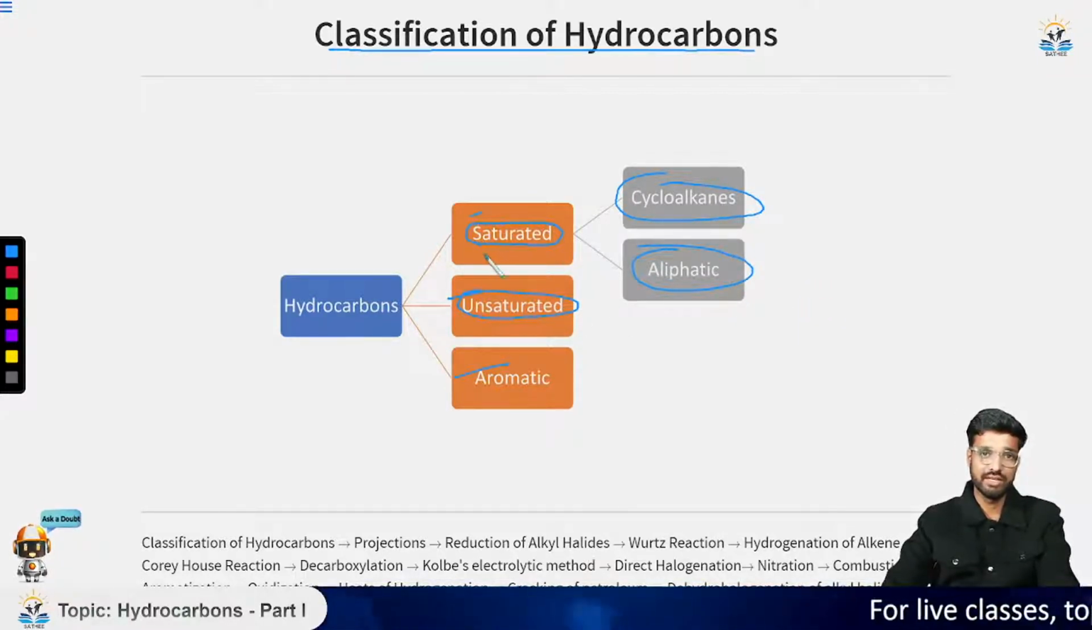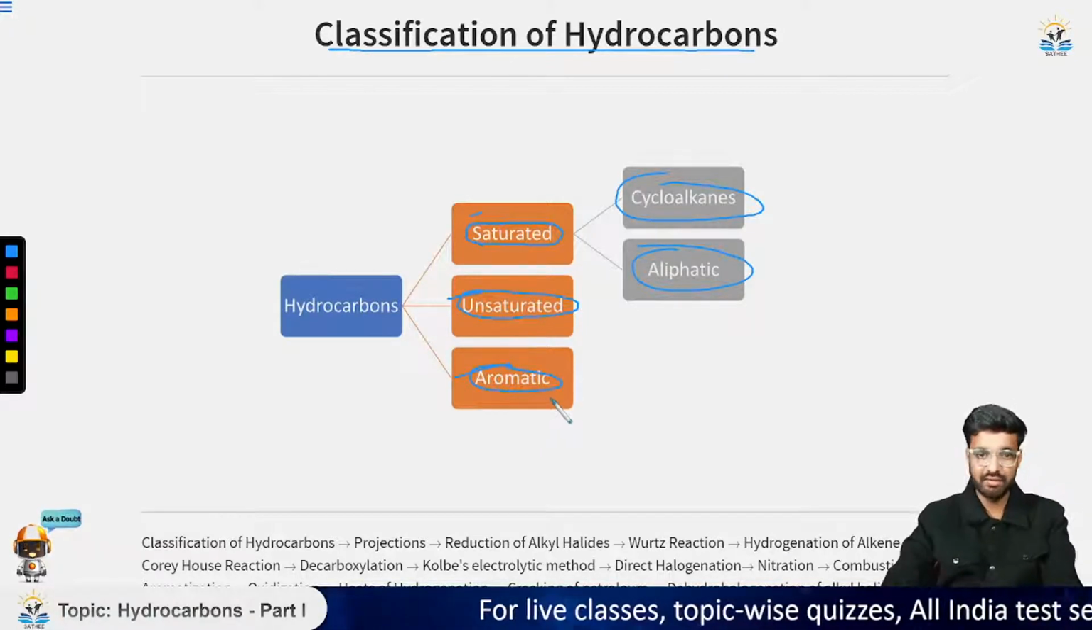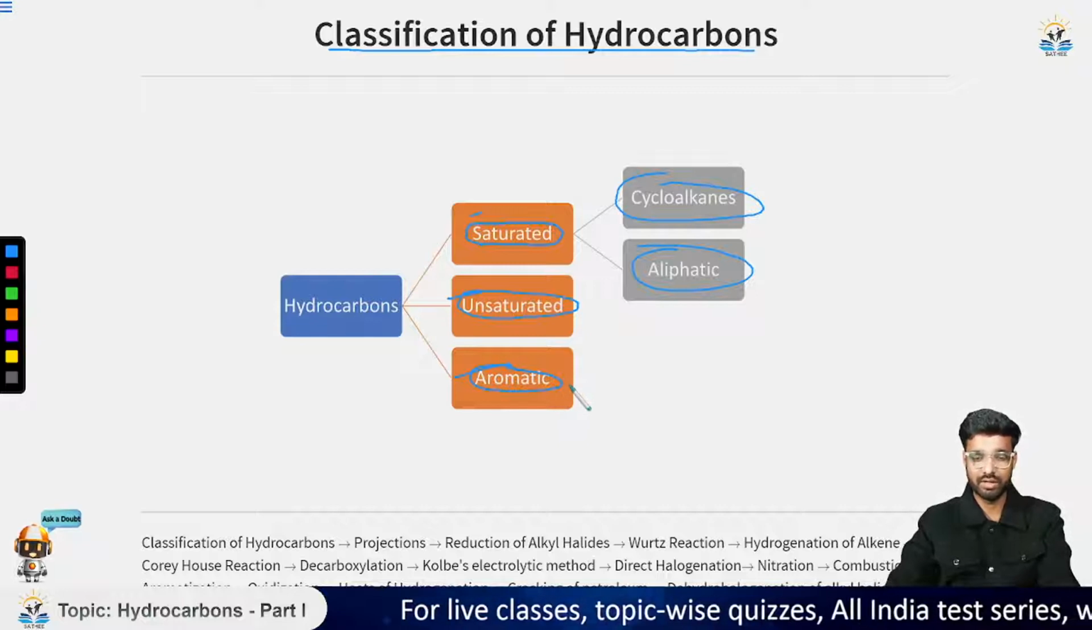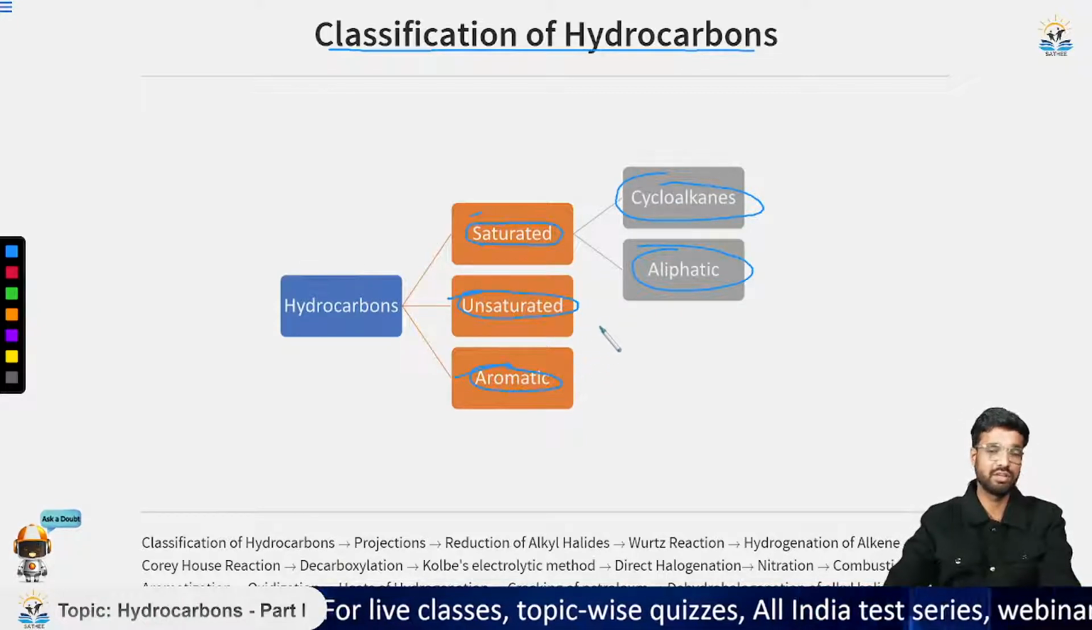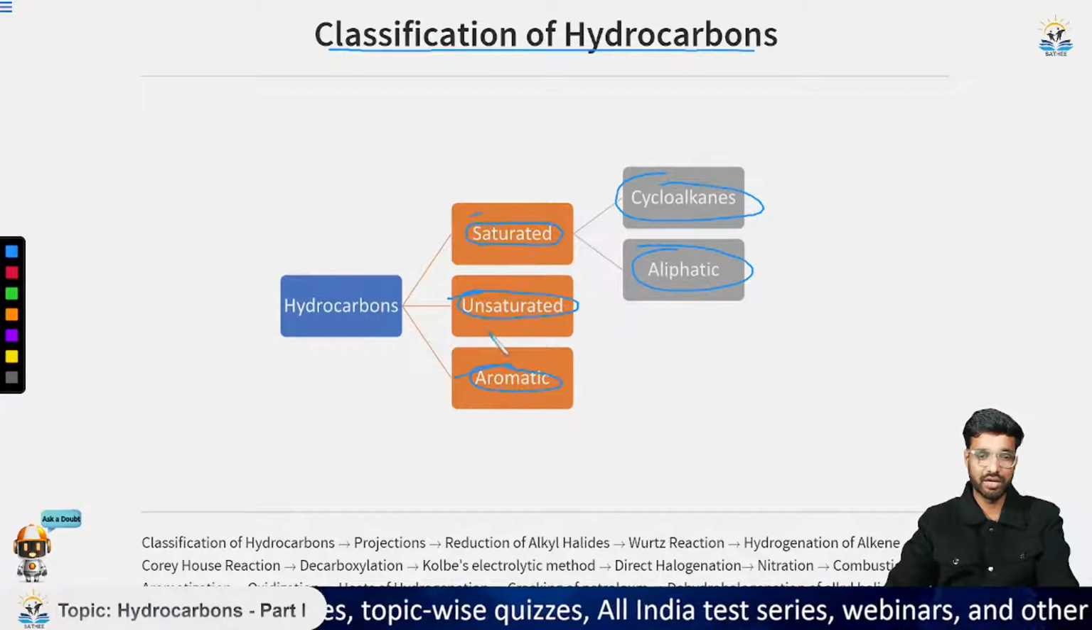The third one is aromatic. The interesting part in this classification is the aromatic part. We will discuss in detail what aromatic compounds are and what makes them special from all other compounds. Today we'll mainly focus on saturated and some parts of unsaturated.